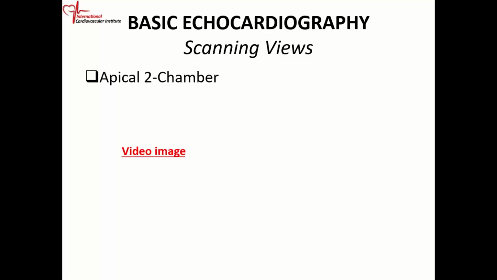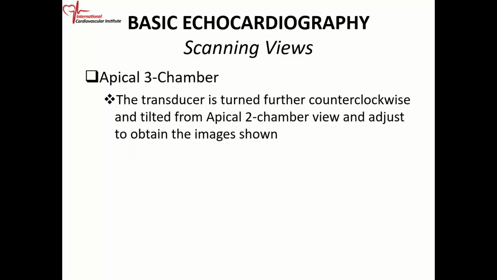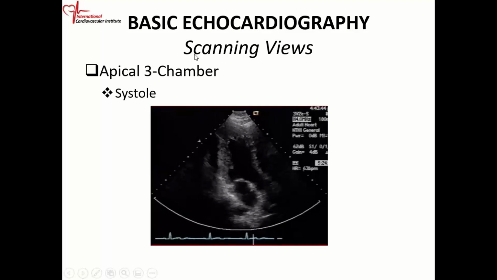So that's your apical two-chamber view. You can get an apical five-chamber view. Well, let's go to three-chamber view first. Remember we said to get the two, we gradually rotate the probe counterclockwise. To get a three-chamber view, you just rotate further counterclockwise. So you got the two. If you rotate the probe a little bit more counterclockwise, you get an apical three-chamber view. And this is what it looks like.